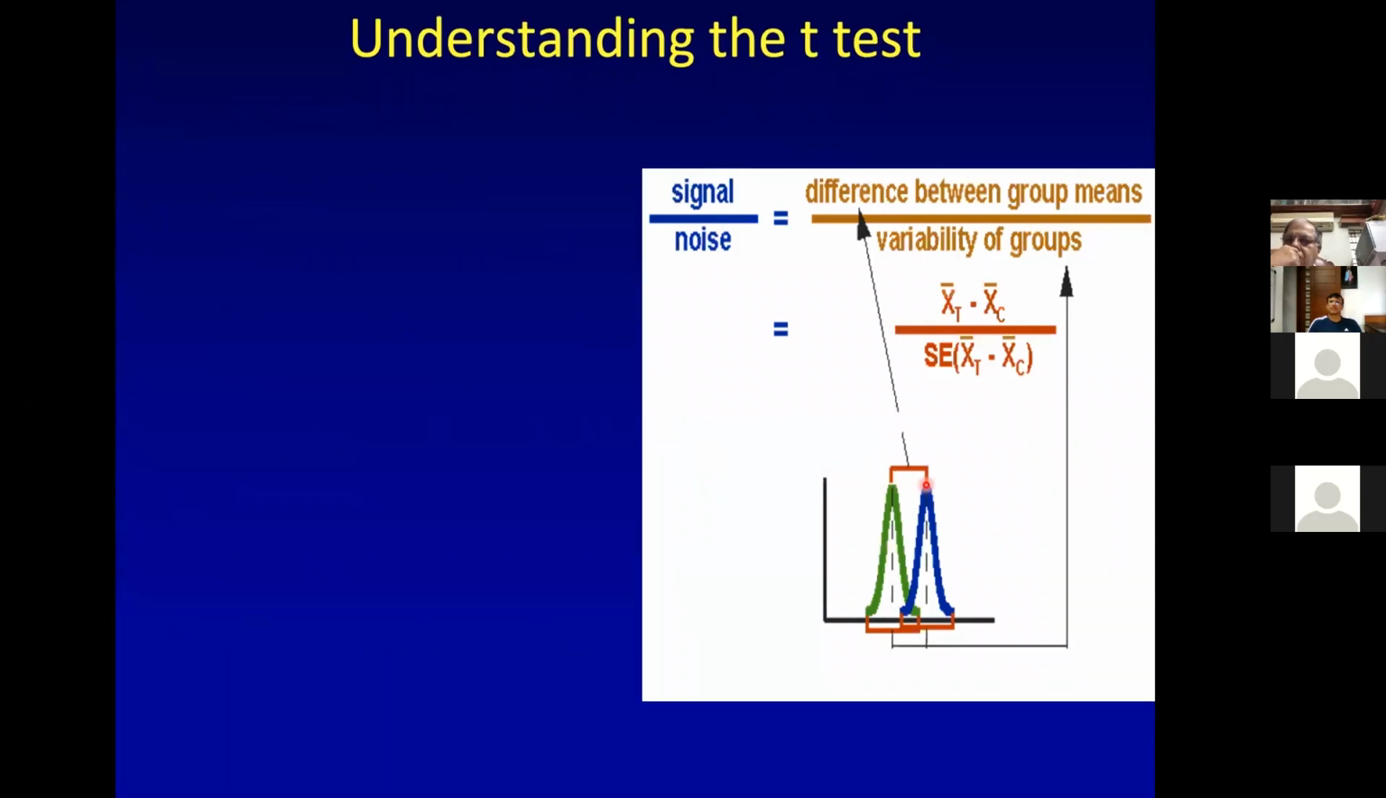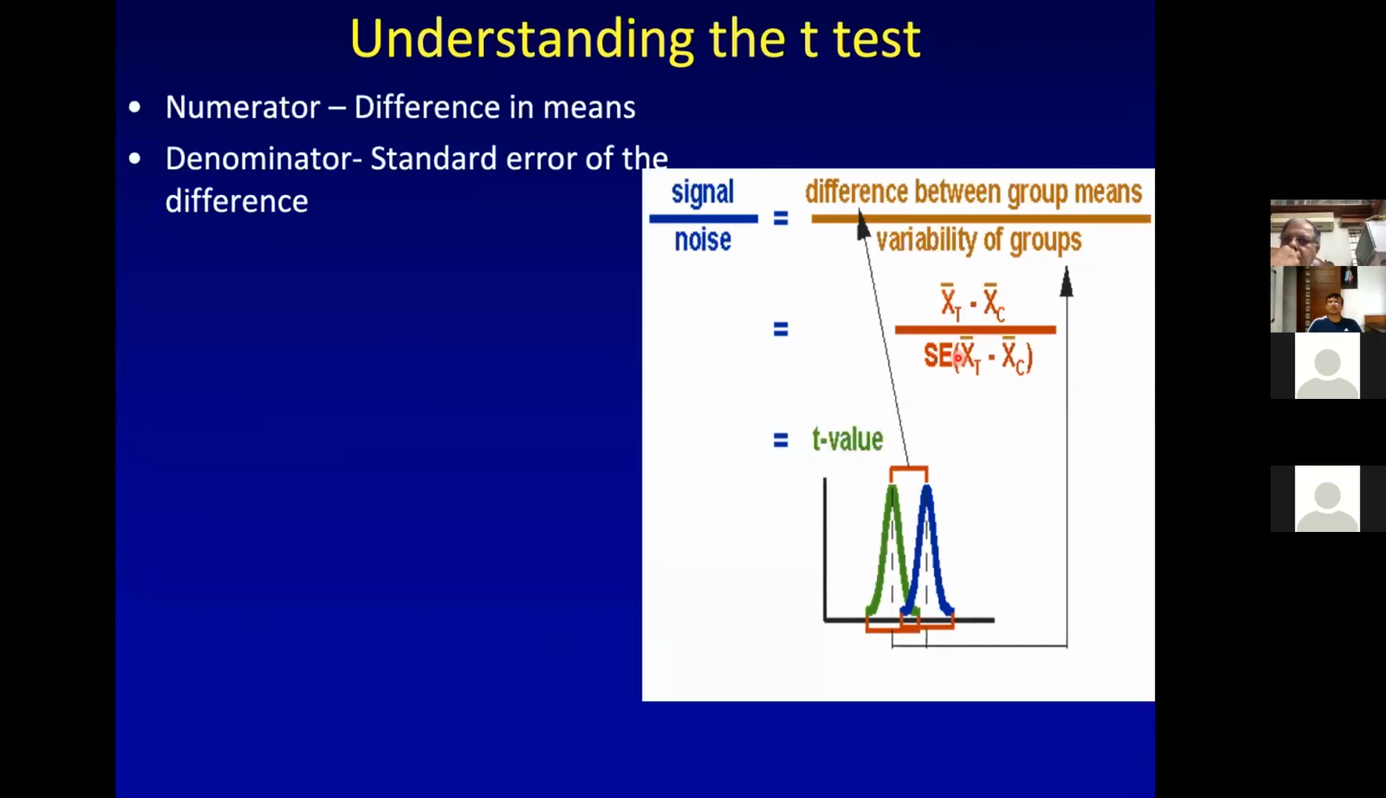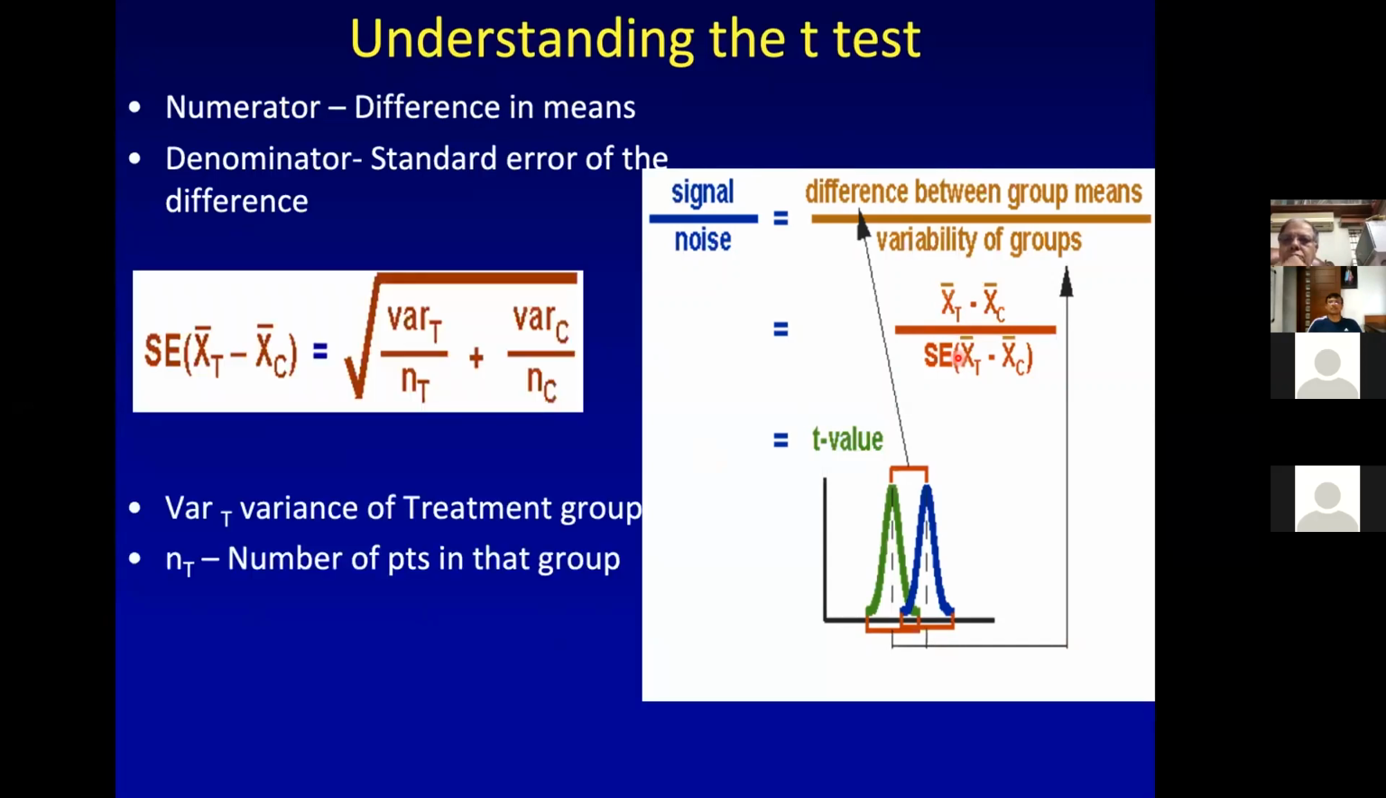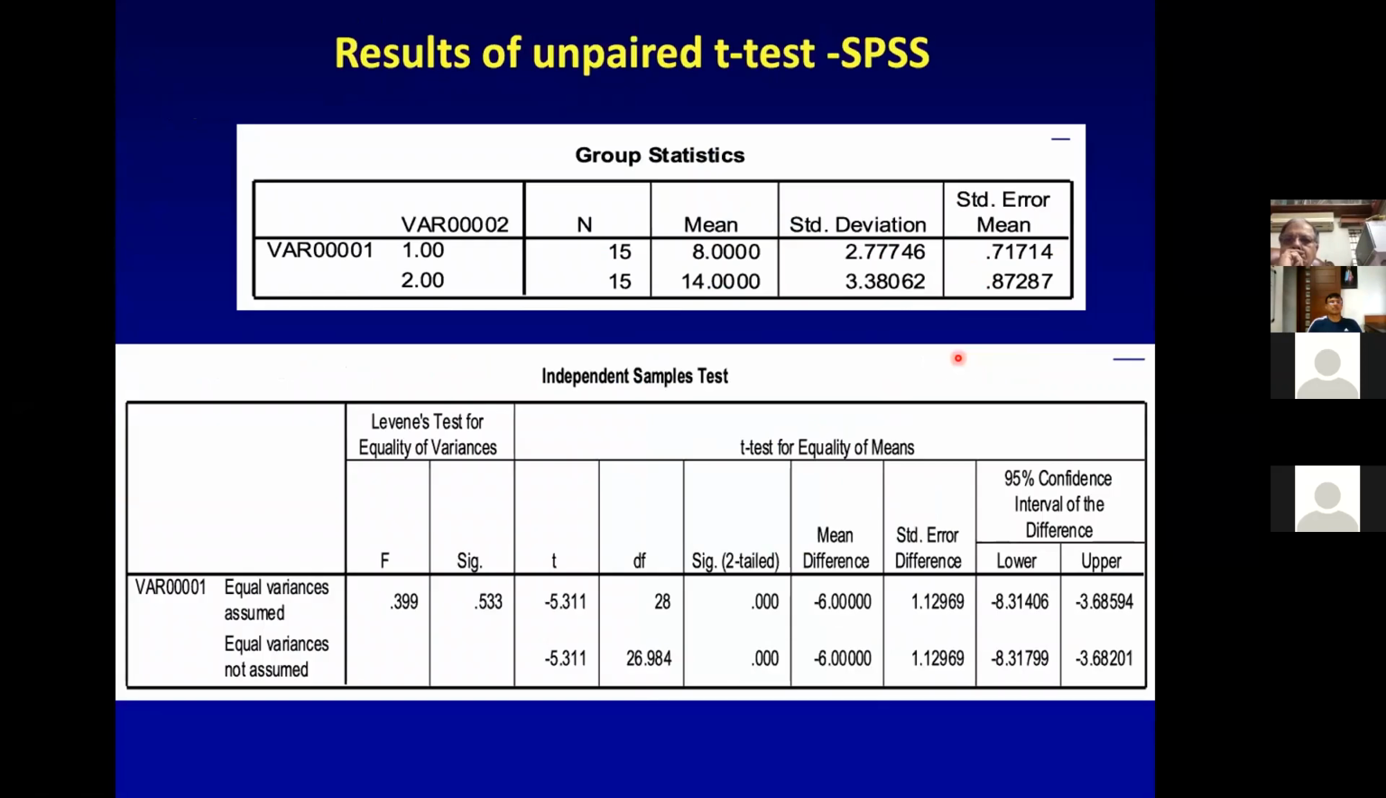This difference between these two means is the numerator, the difference between the group means, and all these differences that we are seeing here is the variability in the groups. If you're interested, this is the treatment minus control and the standard error over here. Let's not worry too much about that. So the numerator is the difference in the means, the denominator the standard error of the difference. That is the formula if you're interested. But let's now actually look at this one.